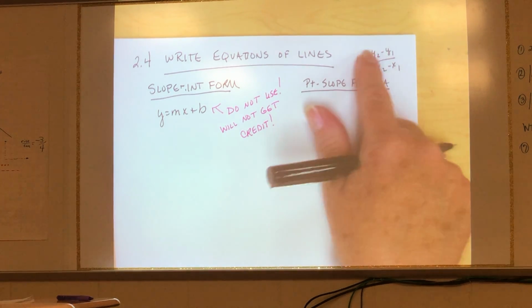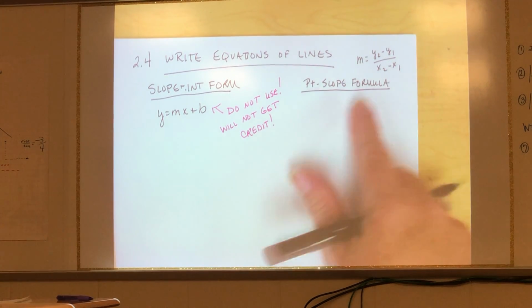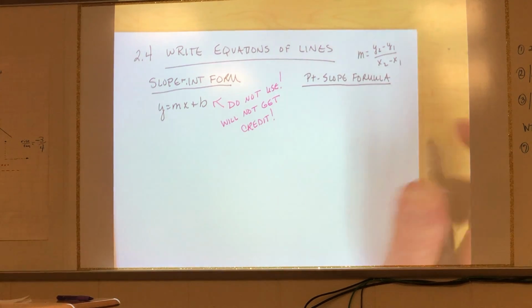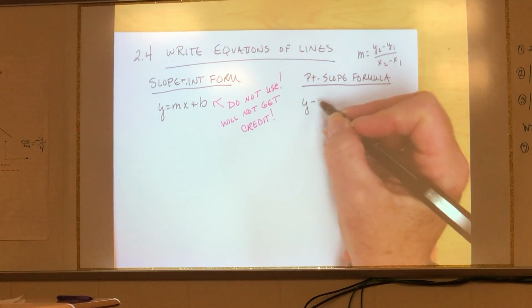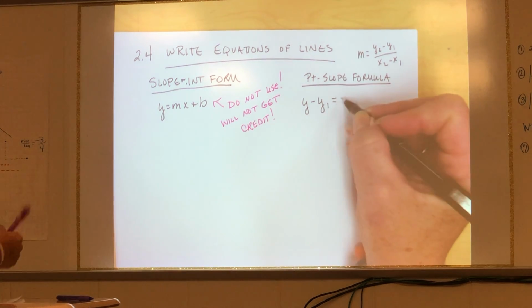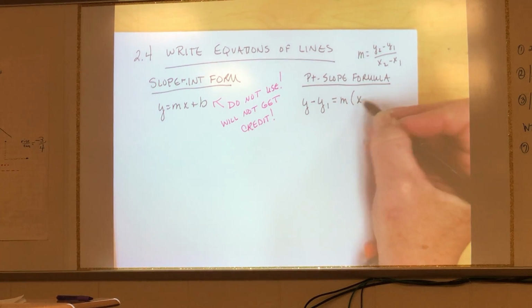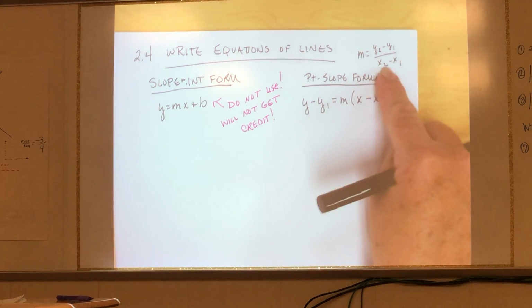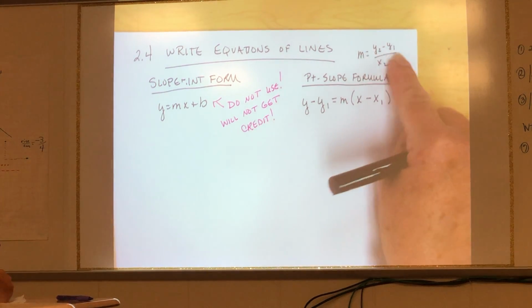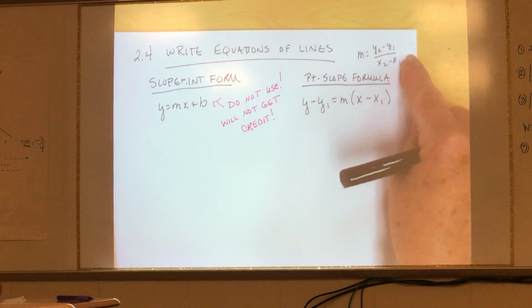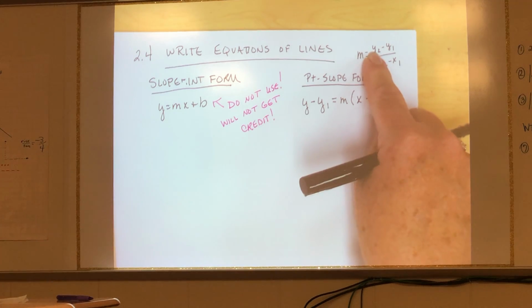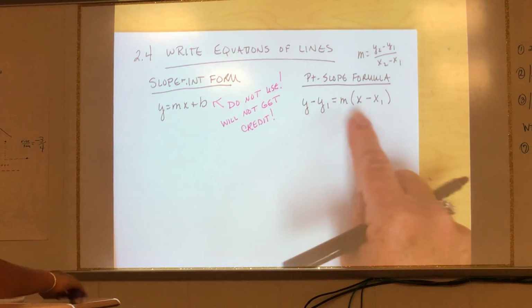Really, all they do is they kind of manipulate this formula, and it becomes the point slope formula. It looks like this: y minus y sub 1 equals m times x minus x sub 1. Do you see what they did? They multiplied both sides of this equation by x sub 2 minus x sub 1. Okay? And then it looks kind of like this, except we don't have y sub 2's and x sub 2's. We have x's and y's.